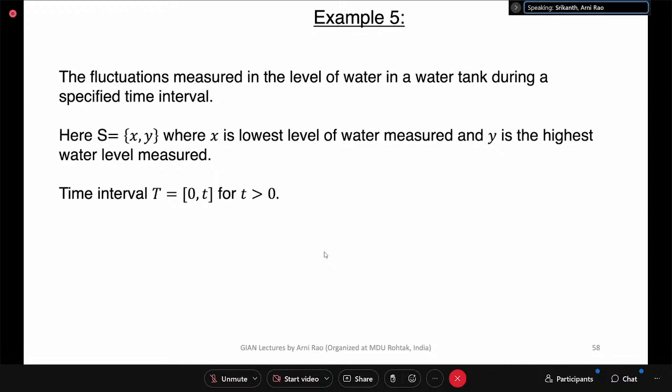First type of model, example 1: discrete time, discrete space. Stochastic model, see, 2 words, discrete and continuous, I'm just flipping between them. Discrete time, discrete space.